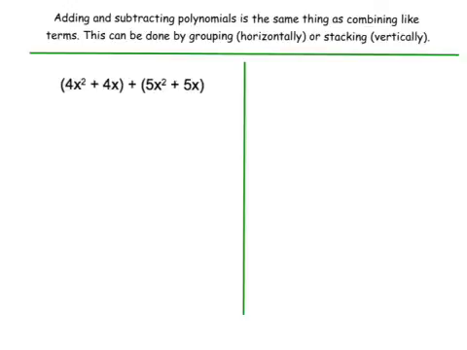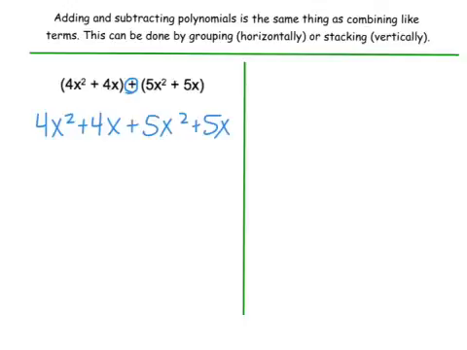4x squared plus 4x plus 5x squared plus 5x. Because we're adding, our parentheses mean nothing, so I'm going to get rid of them. 4x squared plus 4x plus 5x squared plus 5x. Parentheses had no impact on this problem.